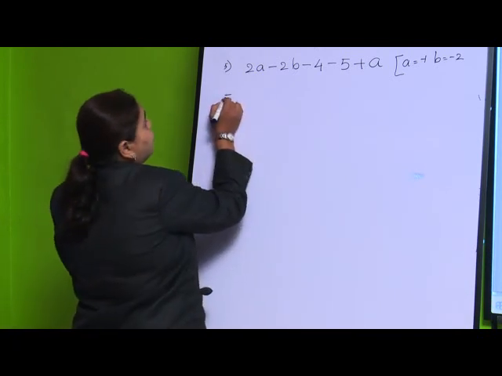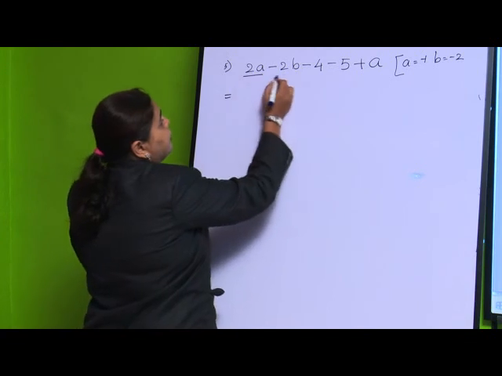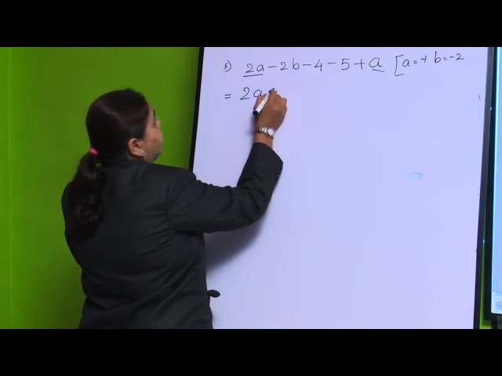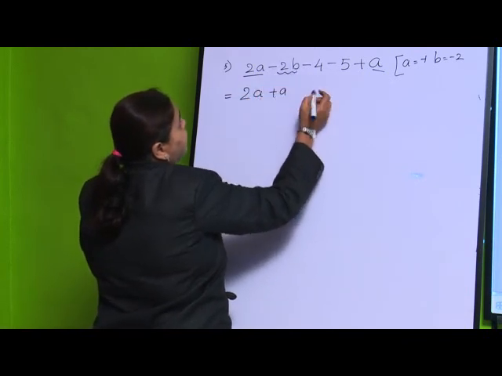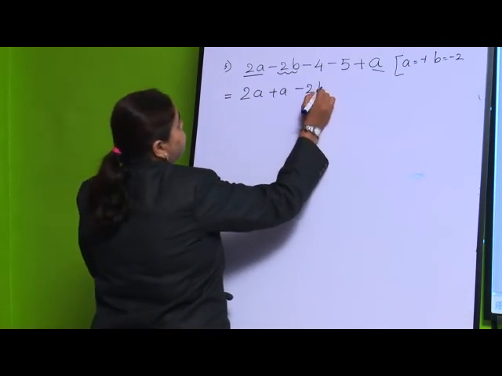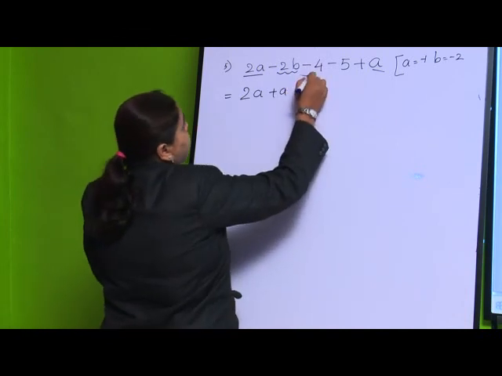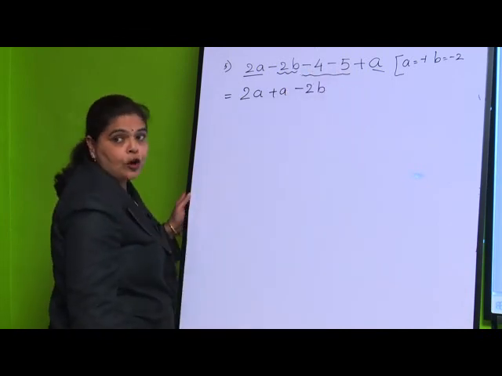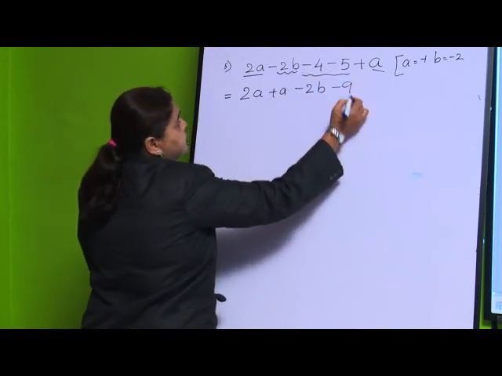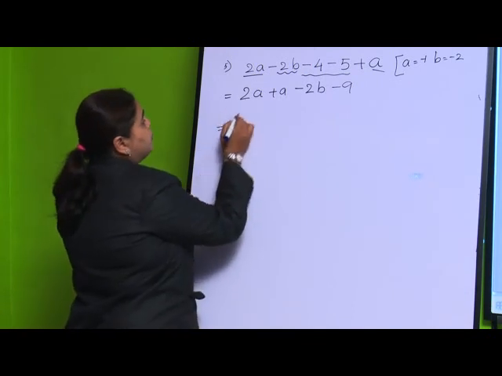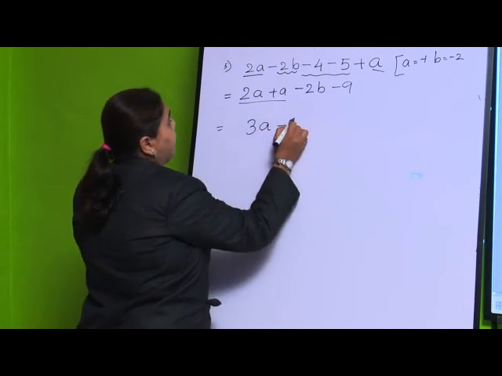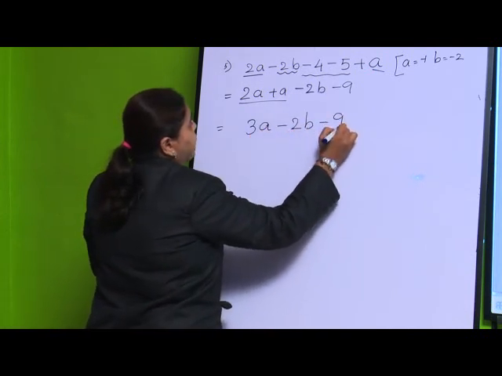Now, what will we do here? First, we will collect the like terms. Here is 2a plus a. We have b here, we do not have any other b, so we will write minus 2b. We also have some numerical terms, so we can solve them as minus 4 minus 5 is minus 9. After solving 2a plus a we get 3a minus 2b minus 9.